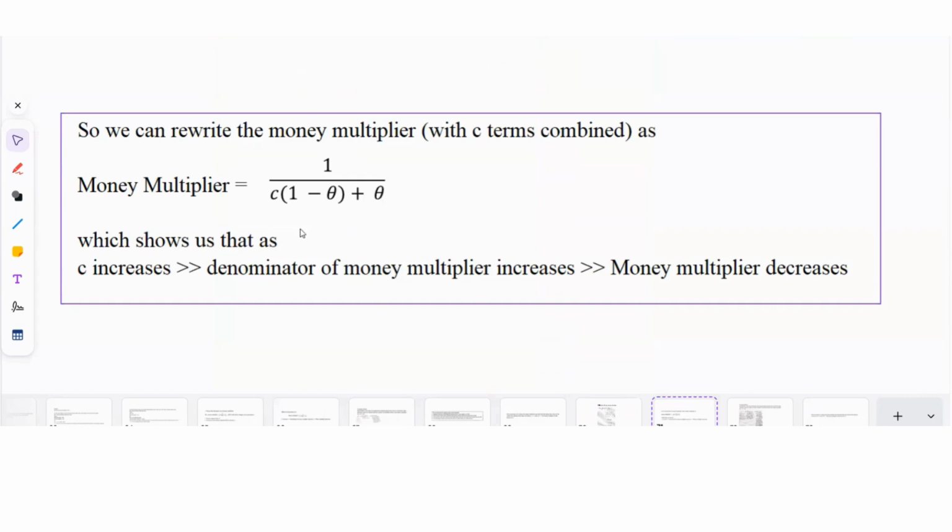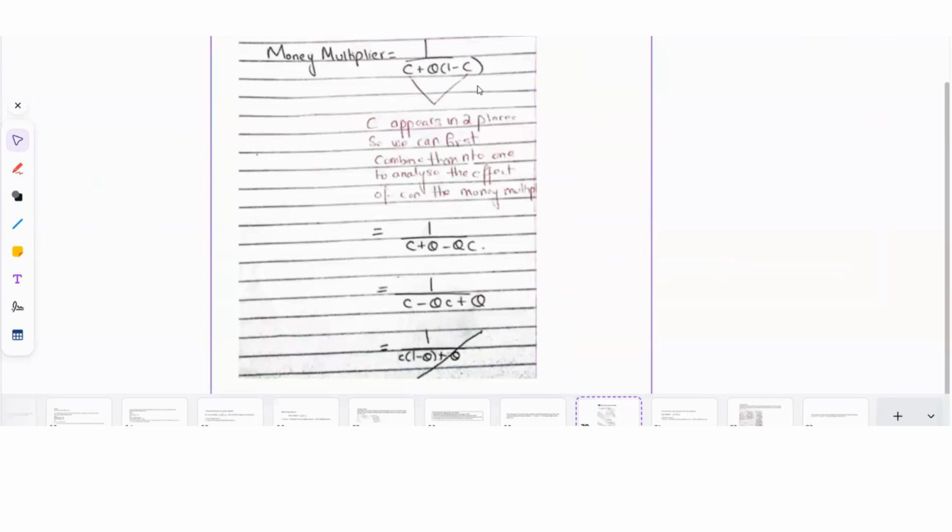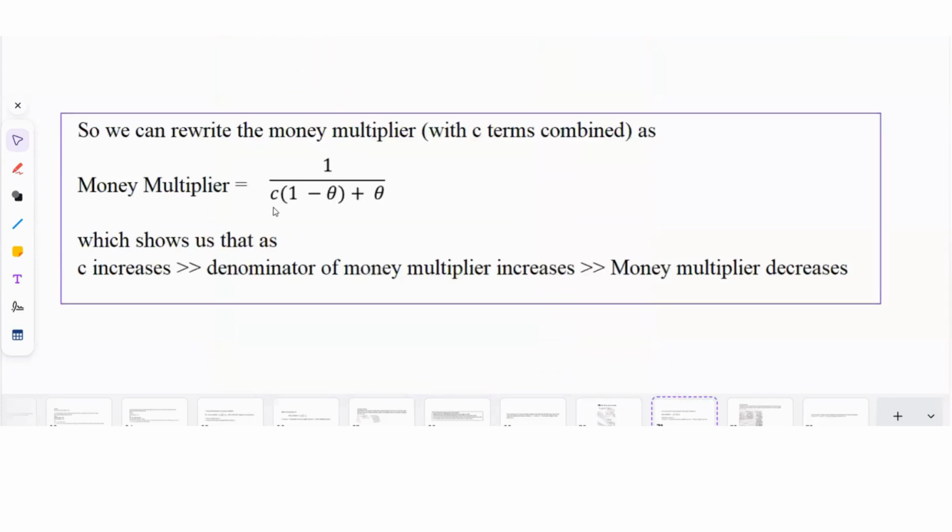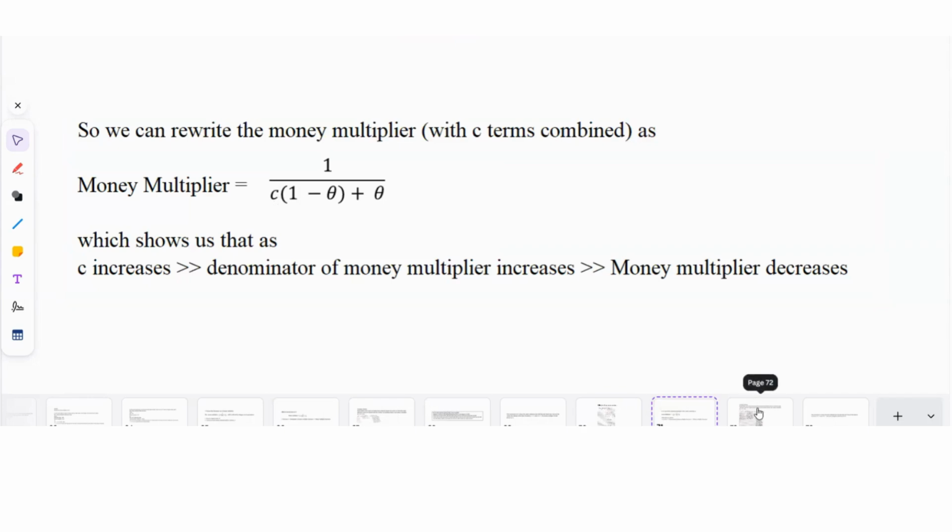So now once we have the C terms combined, here we had two C's appearing, and we combined them into one and rewrote the money multiplier like this. From here we can see that as C increases, the denominator of the money multiplier increases, so the money multiplier decreases. Because we know when the denominator of a fraction goes up, the fraction goes down in value. So once we have combined the C terms and rewritten the money multiplier, we can see that an increase in C reduces the money multiplier.